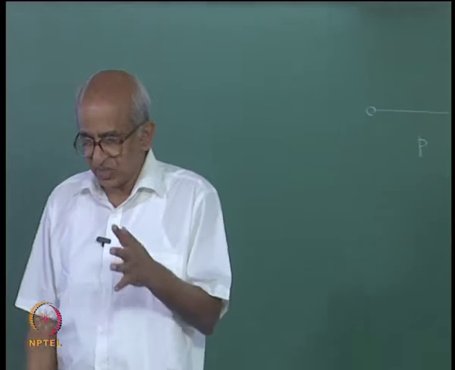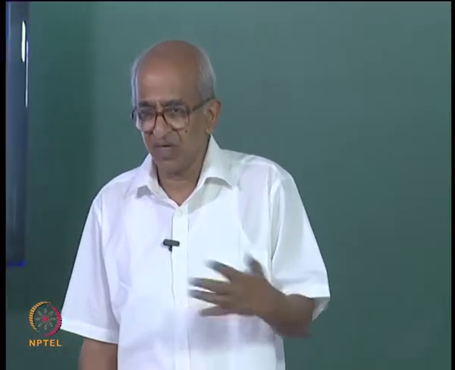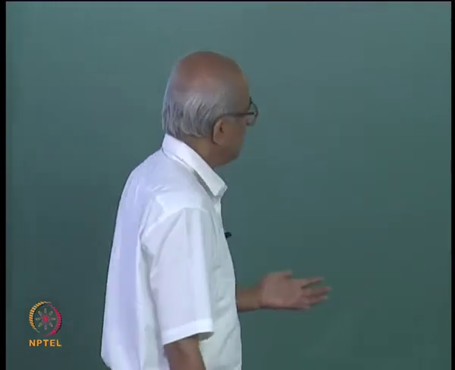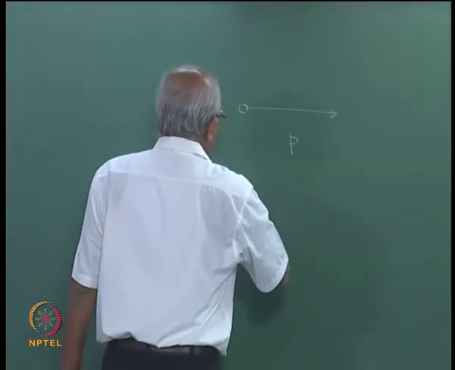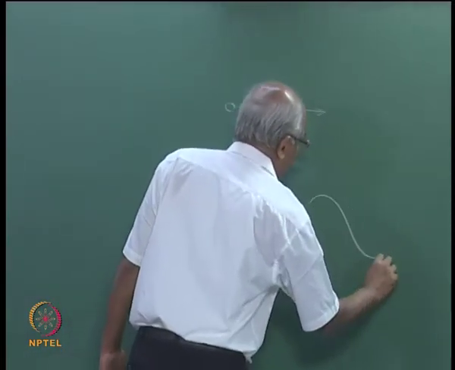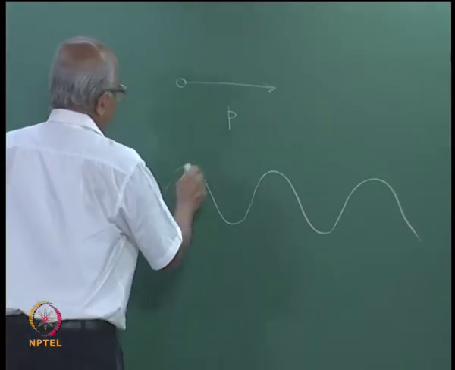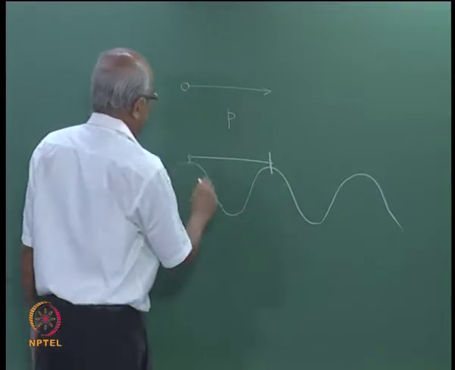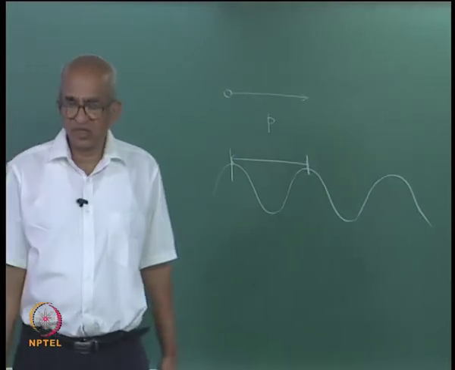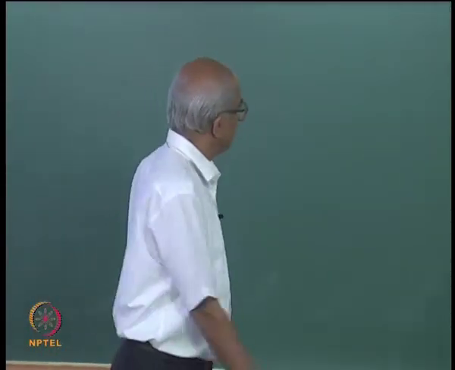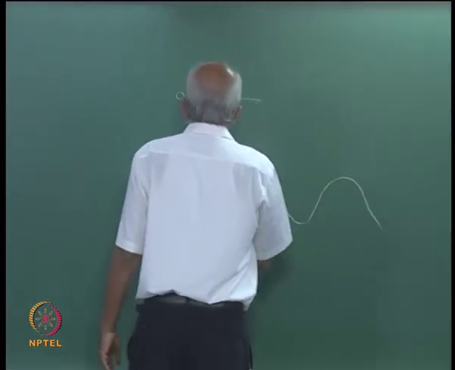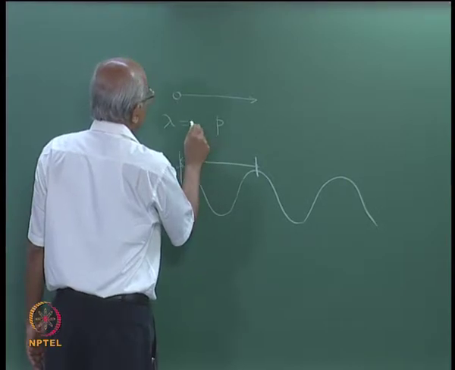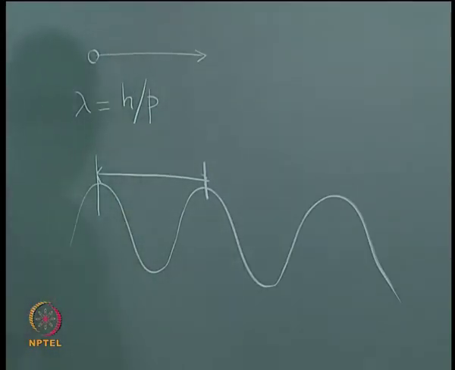Then according to him, because of its dual nature, this particle has a wave nature, and there should be a wavelength associated with the particle. If I draw the wave, it would be something like this. And when I say the wavelength, what is the wavelength? The wavelength is this distance. This is the wavelength of the particle, and de Broglie suggested that the two are related. Wavelength we will denote by the symbol lambda, and he suggested that lambda is equal to h by p.